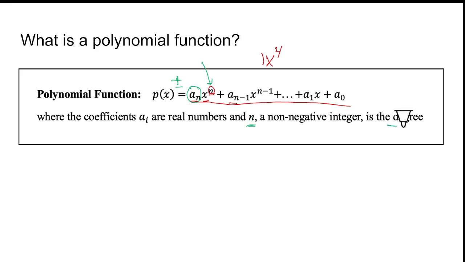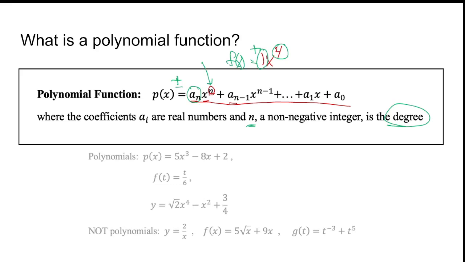N is called the degree of the polynomial. So in this case, this function f of x equals x to the fourth, the degree is 4. And by knowing that, and that the coefficient in front is positive 1, we'll be able to tell pretty much what's going on with this function, what the graph would look like. So that's the whole key behind this. So here's a few examples.